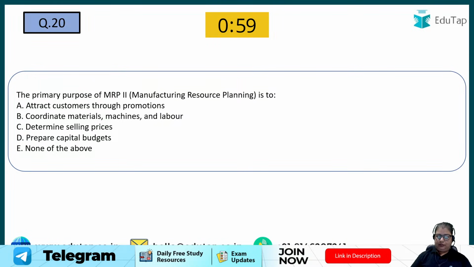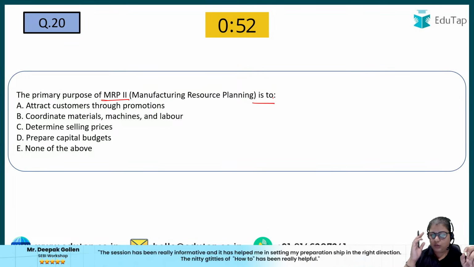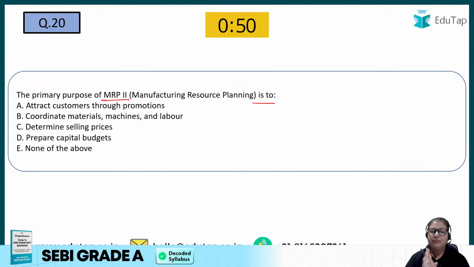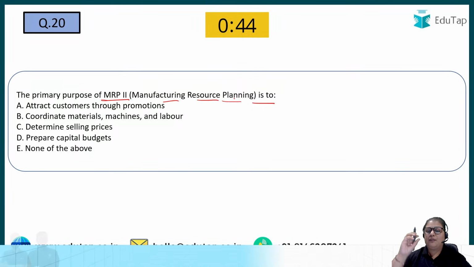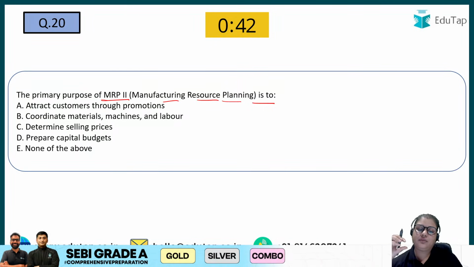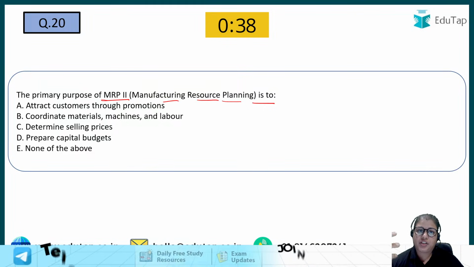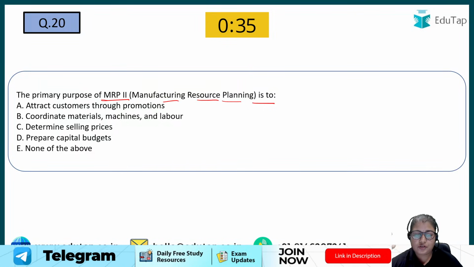Question number 20. The primary purpose of MRP2 is to what? What is MRP2 and why is it named MRP2? Firstly, let me tell you what MRP2 is. That is manufacturing resource planning. Whatever is required for manufacturing, for producing the output, is included in manufacturing resource planning.